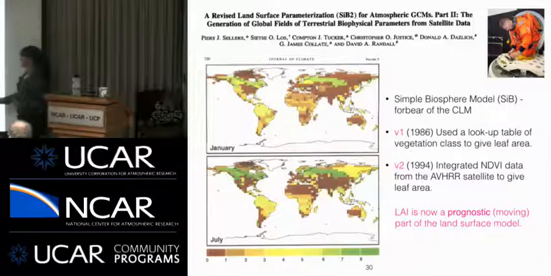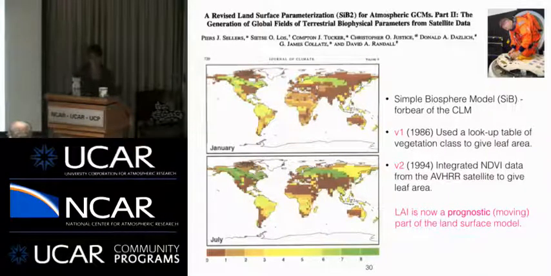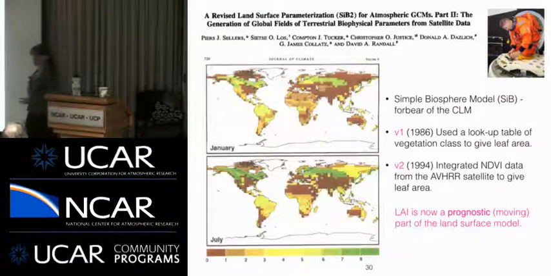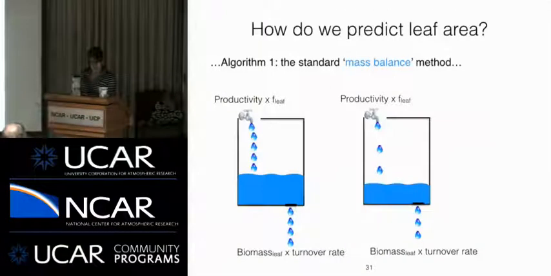Leaf area index was basically an input to the model at that point in time, and now it's a prognostic part of the model. So now leaf area index is a moving part of the land surface model. We try and predict it from theory, and we use the observations to see if our theory is good or bad, basically.